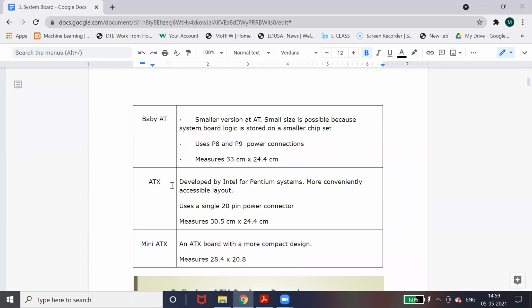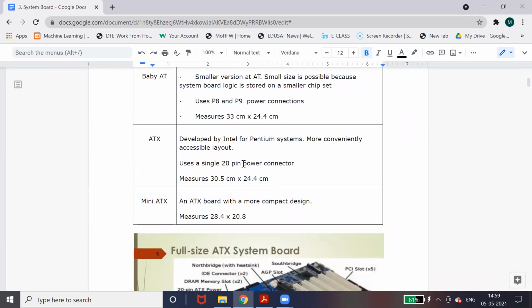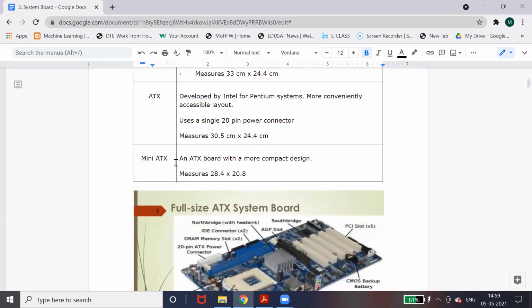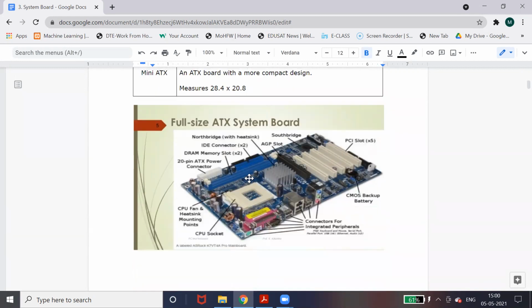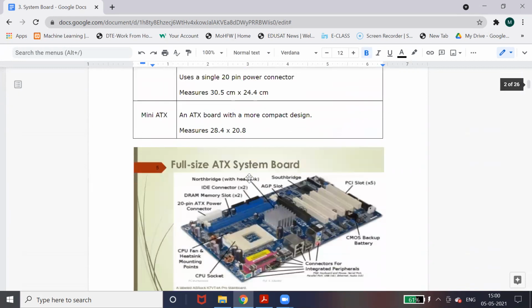Next, ATX was developed by Intel for Pentium systems, and it uses a 20 pin power connector. Its size is 30.5 by 24.4 centimeters. Then mini ATX is a smaller, more compact version than ATX, and its measurement is about 28.4 by 20.8 centimeters. So these are the types of system boards.